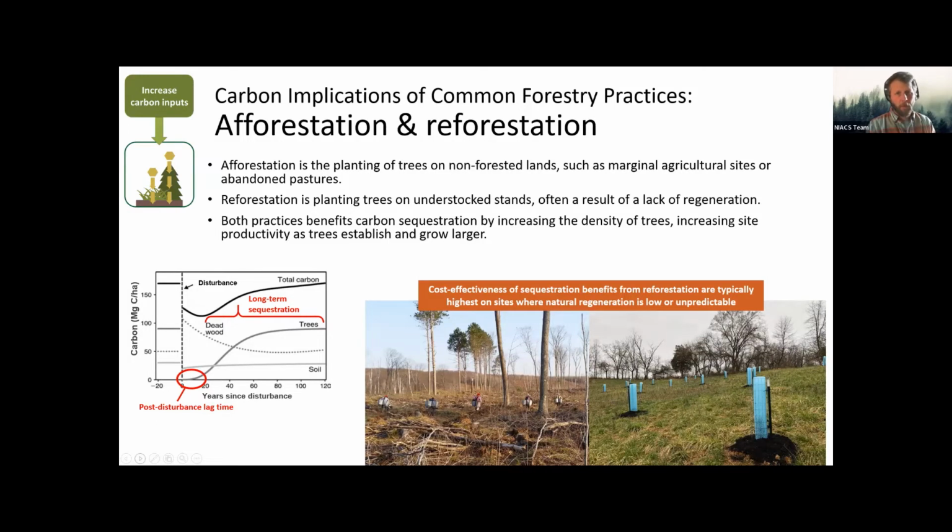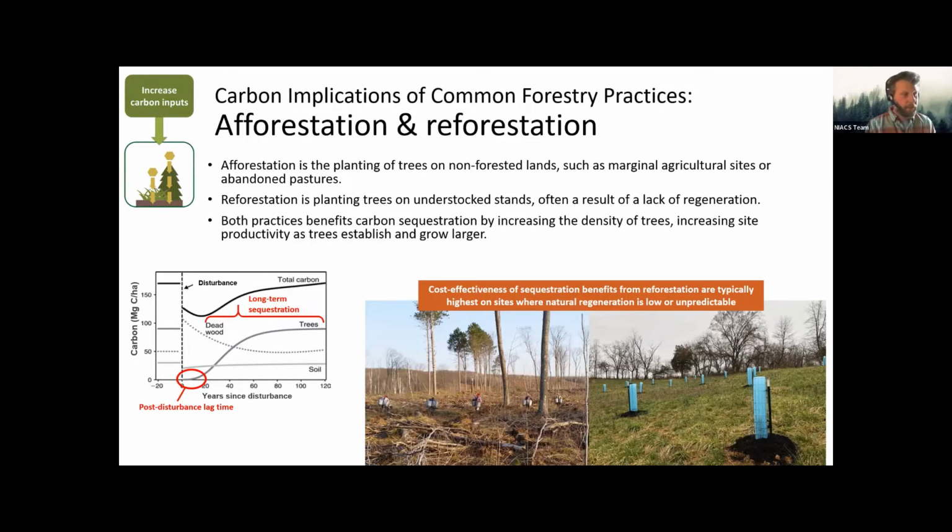And so, planting is expensive. It requires a lot of labor, as well as the cost of the materials. And so really the cost effectiveness is greatest when you have these specific conditions where you really need active intervention to get things moving along in that trajectory. And oftentimes places like old pastures, that establishment of woody biomass is a very slow process, especially pasture grasses can be very competitive.